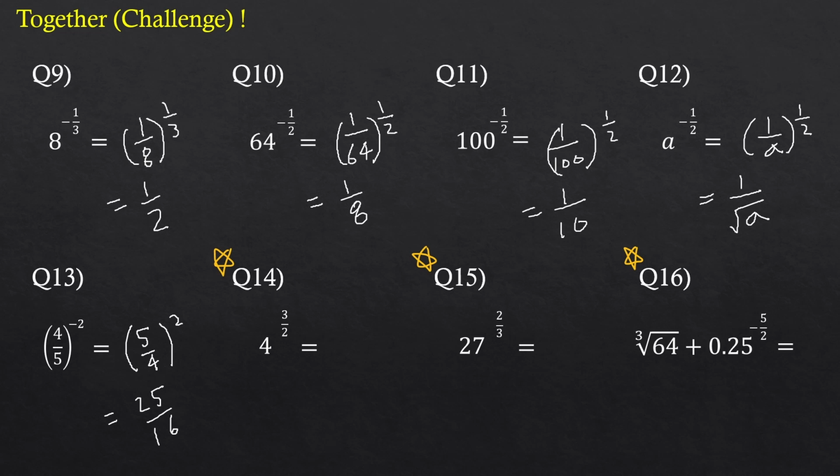Question 14, 15, and 16 are the questions that could be on the school test. You want to try it on your own first? If so, you can pause the video for a moment, but for those who want me to just explain it, I'll continue, okay? So 4 to the 3 over 2.